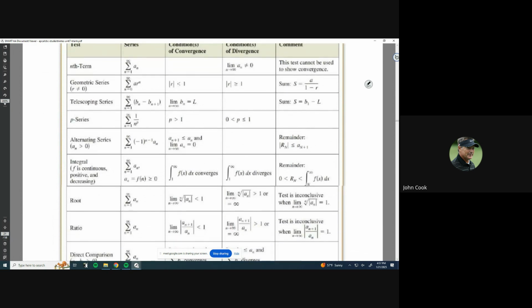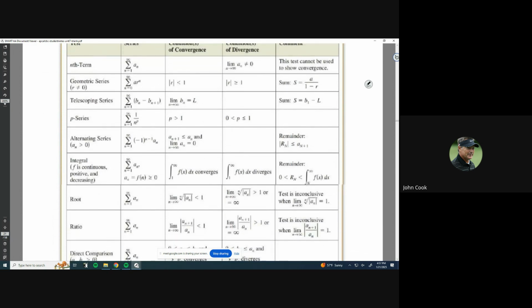Usually I go in this order. I look for the easiest route. So I always think about the nth term test. I'll go through the problem and look at the sequence. If I know that as the sequence terms get really, really big, it doesn't go to zero, I automatically think it's going to be divergence.